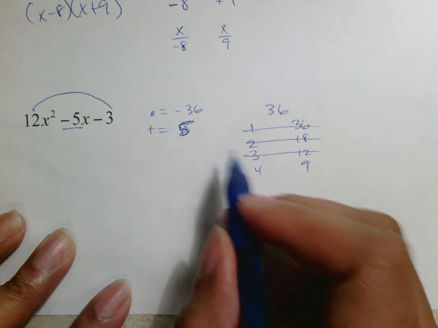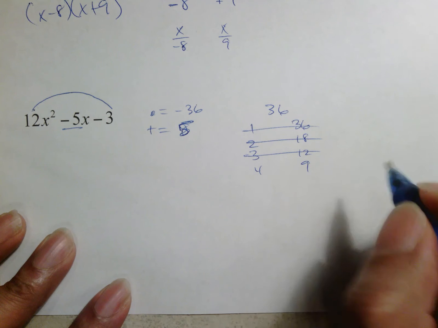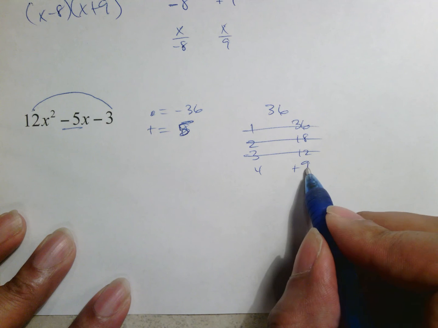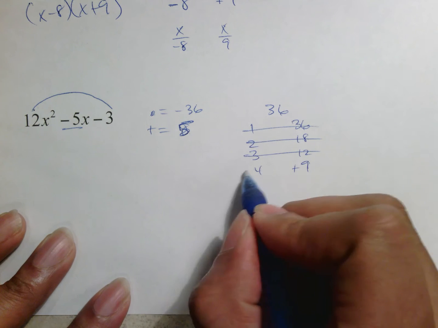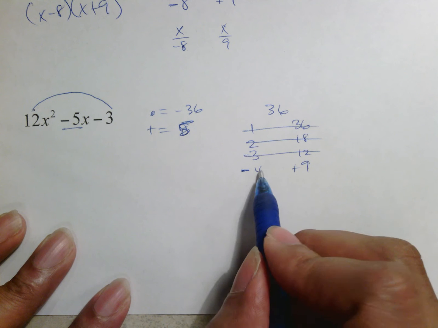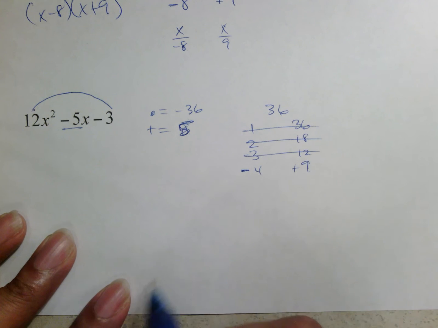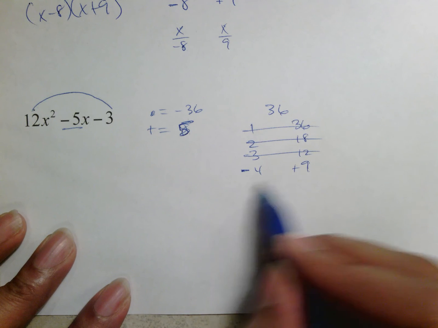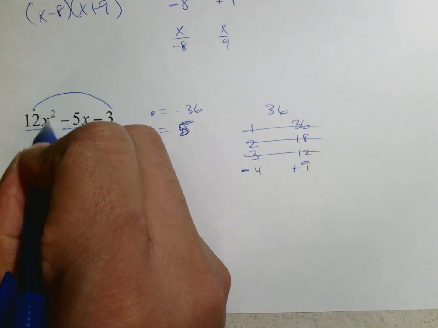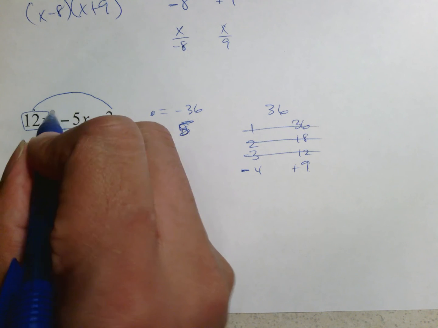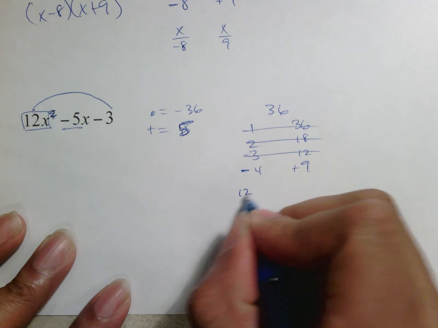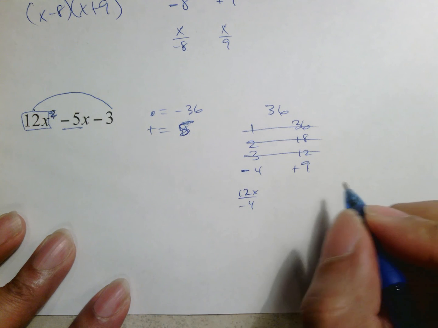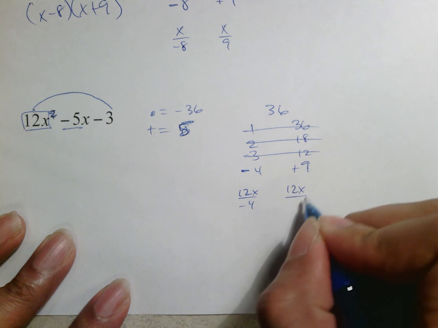Let's see if we can make it work. 5 is positive, which means 9 is positive. And the only way that I get from 9 to 5 is by subtracting. Well, here's the question. Do negative 4, positive 9 make negative 36? Yes, they do. So those are my numbers. So now that I know the numbers, remember I make a fraction based only off of the front part, ignoring the squared. So I put 12x over negative 4, and I put 12x over 9.